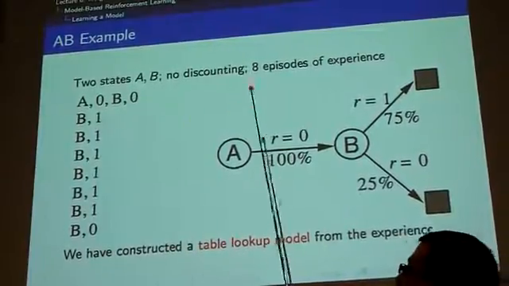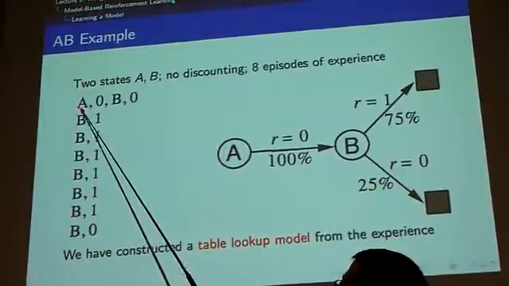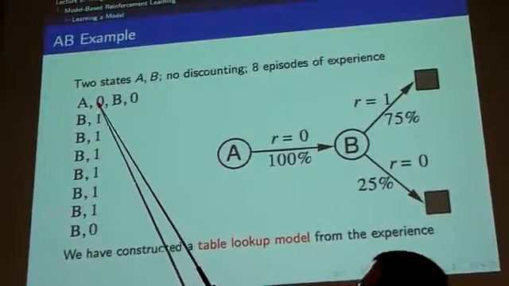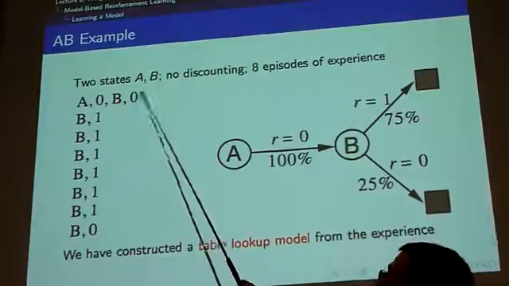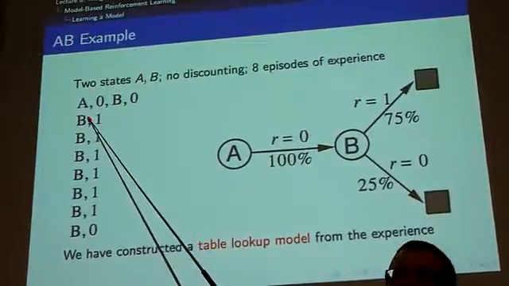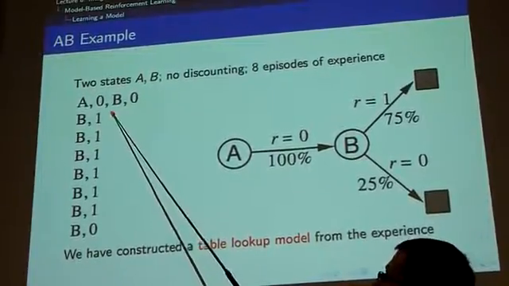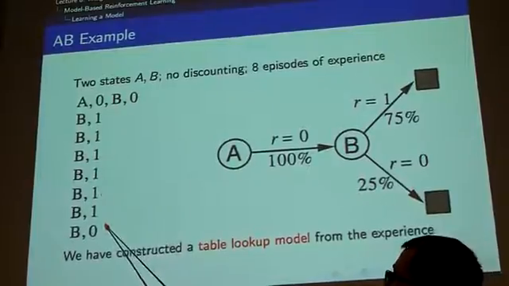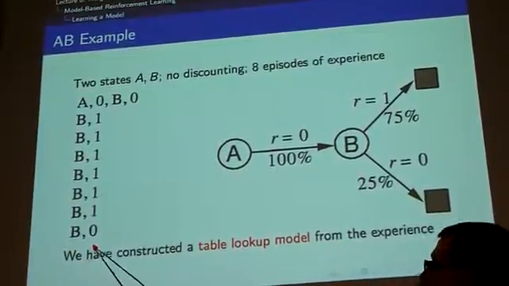Just as a reminder, in one episode you start off in state A, you see a reward of 0, you then see state B, you get a reward of 0. The next episode you just happen to start in B and you see a reward of 1, etc. That happens several times, and then you start in B and you see a reward of 0.